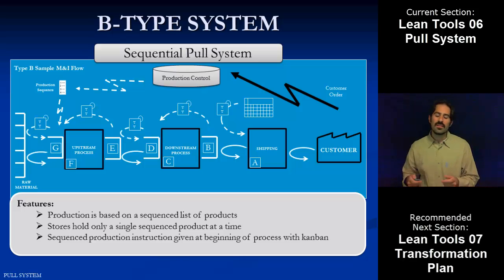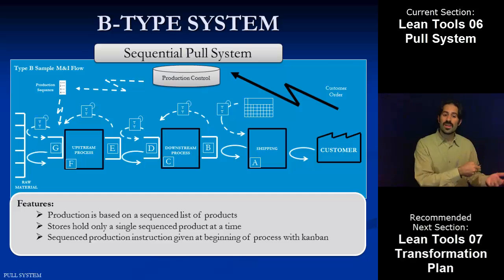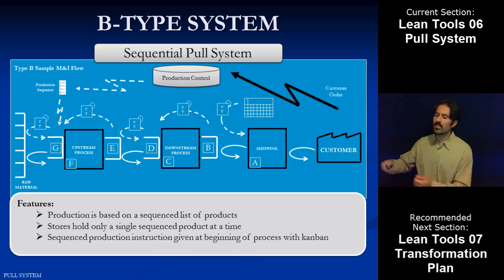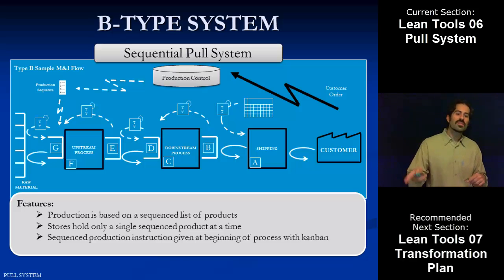That unit being taken then triggers the, in this case, what's labeled as the downstream process, to grab whatever the next unit is that's waiting on them to take it, do their work, and put it in their store. And kind of iteratively it goes back.